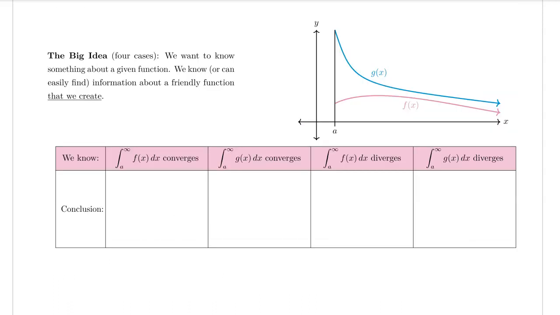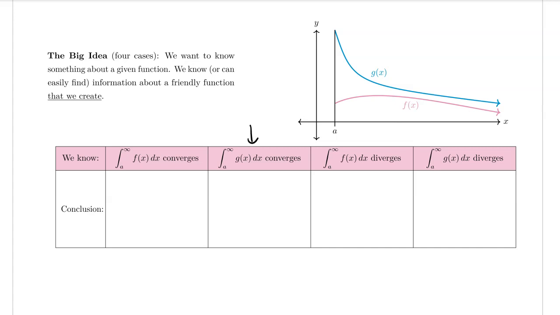Here's the big idea broken down into 4 cases. We want to know something about a given function. We know or can easily find information about a friendly function that we create. So again here, from our picture, we have our function g of x, which is greater than or equal to our function f of x. Now here are our 4 cases. Let's move over to this second case here, and we'll come back to the first case.